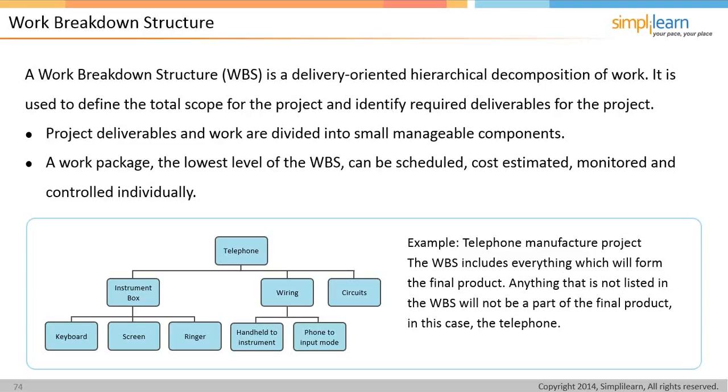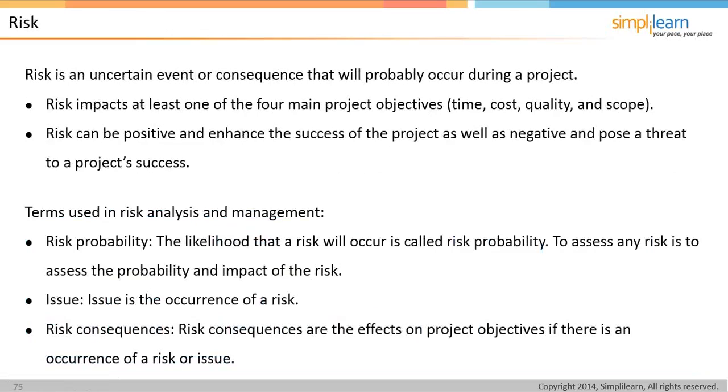So we see here in our example, we've got a telephone manufacturer project. The work breakdown structure includes everything which will form the final product. Anything not listed in that work breakdown structure will not be part of the final product, in this case the telephone. So you can see that we've got the telephone at the top. We've got an instrument box, which breaks down into keyboard, screen, and ringer. We've got wiring, which breaks down into handheld instrument and phone to input mode. We've got circuits. A good way to visually represent different elements as well.